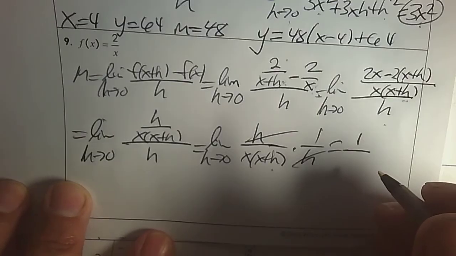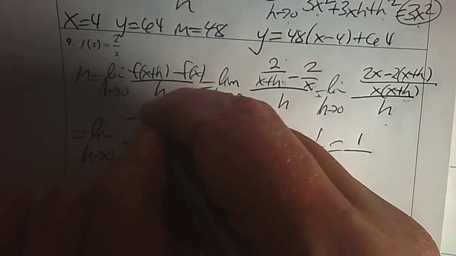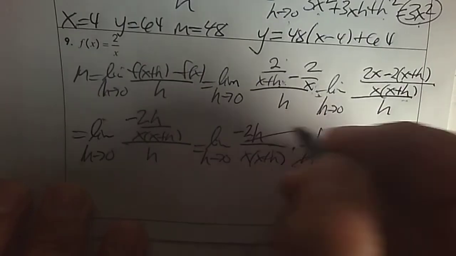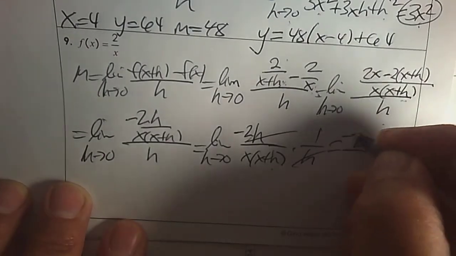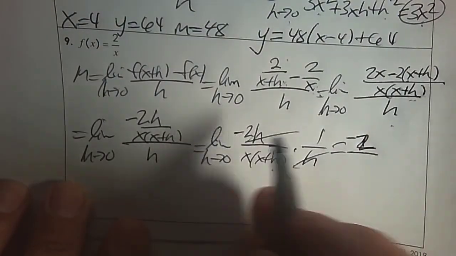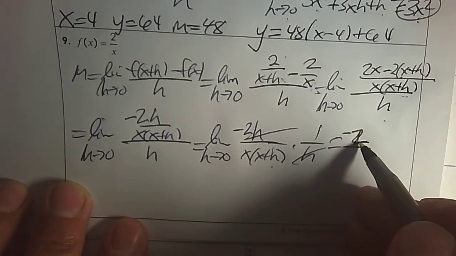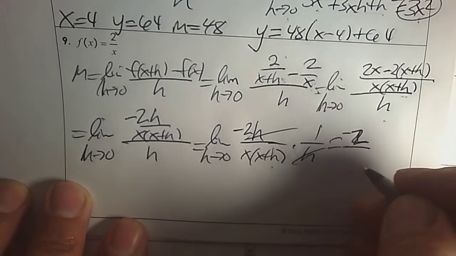Right? Where'd the 2 go? 2x. Oh, it should have been negative 2h. Haha. So if I cross it out, I'm left with negative 2. I conveniently didn't distribute there. Negative 2 over x squared.